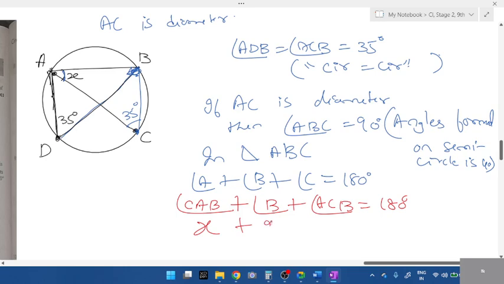We got to know angle B is 90 degrees plus angle C is 35 degrees, equal to 180. X is equal to 180 minus 125. What's the answer? 55 degrees. Completed, students. Make a note.